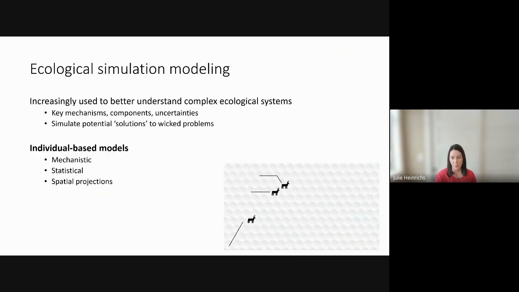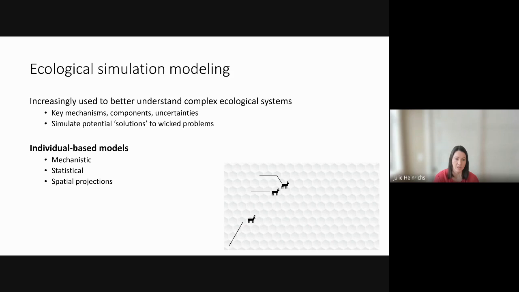So this is the motivation for me to dig into ecological simulation modeling and to seek a solution or a platform to really start modeling how to understand these complex ecological systems. What are the key mechanisms, the components, the uncertainties, and what can we use these tools for in terms of simulating adaptation or ways to just try to start tackling these wicked problems.